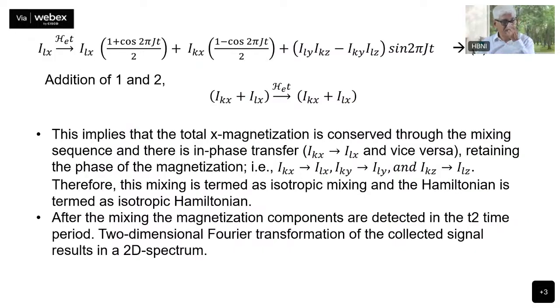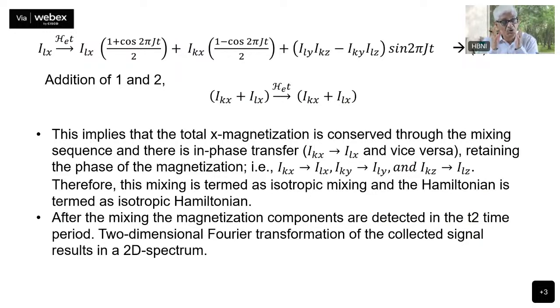Okay, now you see, I wrote the same thing here. Earlier I wrote the equation for IKX. Now write the same equation for ILX. So what will happen now? I will transfer from ILX to IKX. The ILX gives me ILX (1 plus cosine 2 pi Jt) divided by 2, plus IKX (1 minus cosine 2 pi Jt) divided by 2, plus (ILY IKZ minus IKY ILZ) sine pi Jkl t.